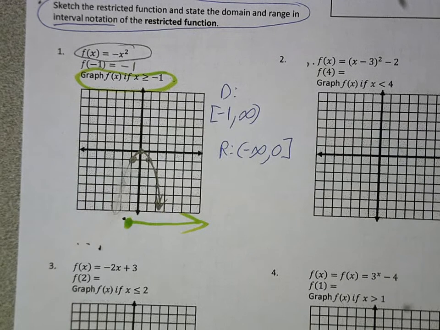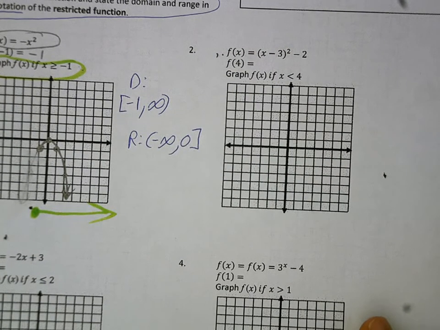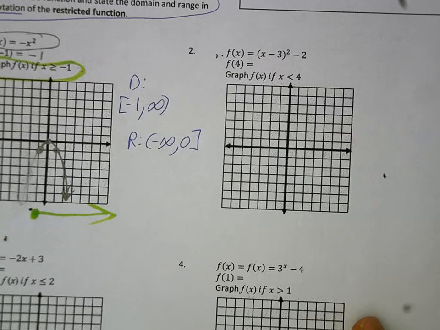So that is one method for graphing these. You essentially graph the whole function and then erase the piece you don't need. Totally fine. Let's try another way so that we don't have to do the extra work of graphing it and then erasing. So let's try this one.